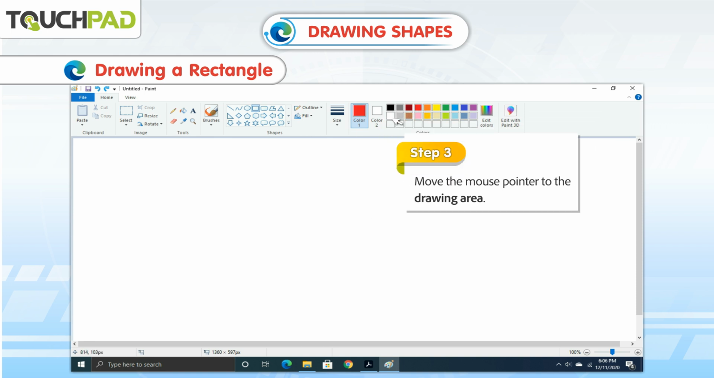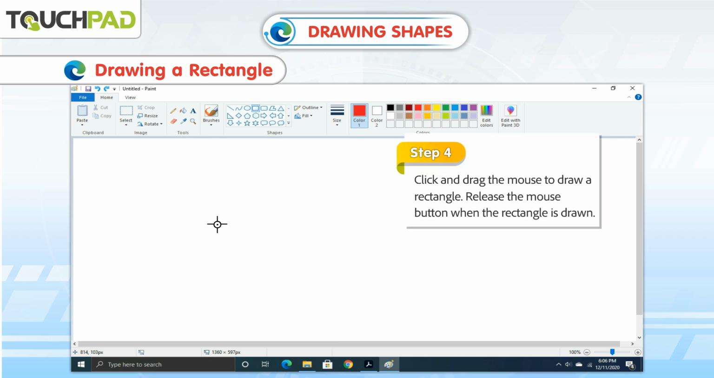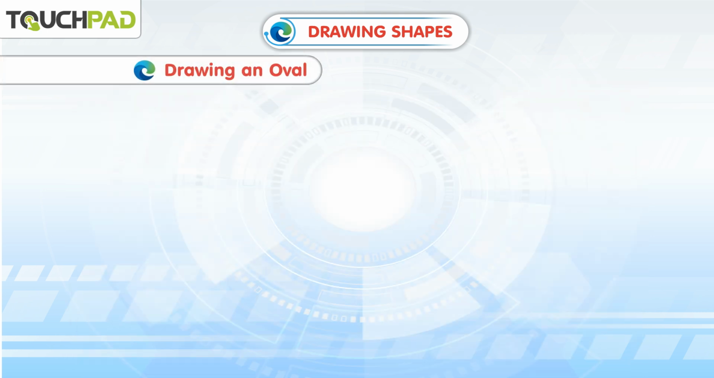Step 3. Move the mouse pointer to the drawing area. Step 4. Click and drag the mouse to draw a rectangle. Release the mouse button when the rectangle is drawn.